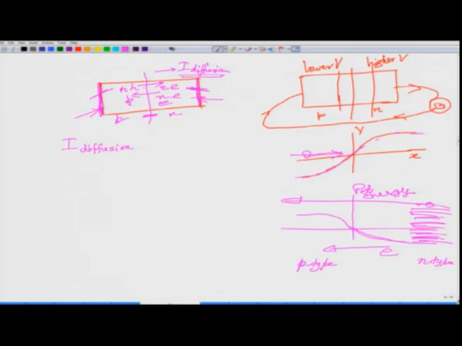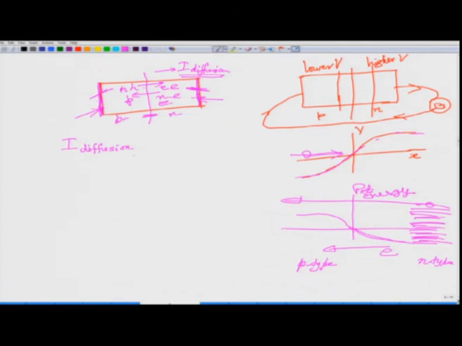But how can there be a current if there is no current going in the circuit? How can a current exist across the junction only? So, the other part is, in this depletion region you have electric field, but you also have minority carriers. Although this is n type and there are a large number of electrons here, there are some holes. And similarly, this is p type, and in this p type also there are some electrons. These are minority carriers.